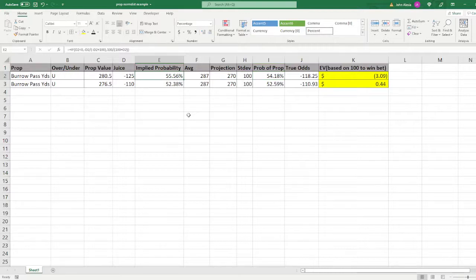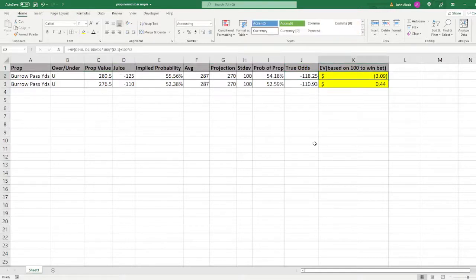So the sportsbook is actually pricing this at a higher probability than we are. Now we can convert this probability to see that a little clearer into true odds. The true odds are going to be minus 118.25 if our projection is accurate. That's what we should be paying. We should be paying minus 118, minus 119, something like that to get under 280.5.